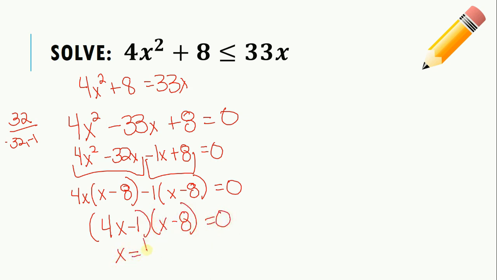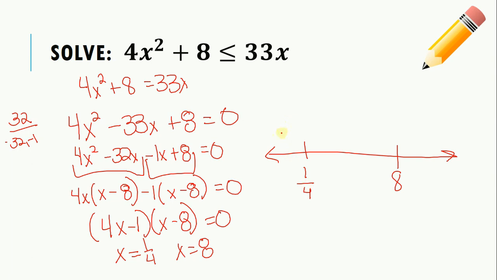So my answers would be a fourth and 8, right? Because it's plus 1 divided by 4. That's how I get my fourth. And this would be 8. So let's go ahead and draw our number line. A lot straighter this time. Good job, Marsh. A fourth and 8.